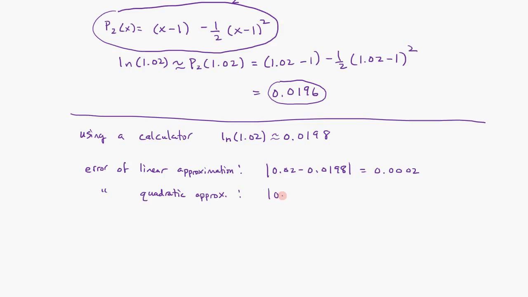And the quadratic approximation likewise is 0.0196 minus 0.0198. This is also just 2/10,000ths off of the actual value. So we see that both are good approximations, and you can get better and better approximations by taking a higher order Taylor polynomial.